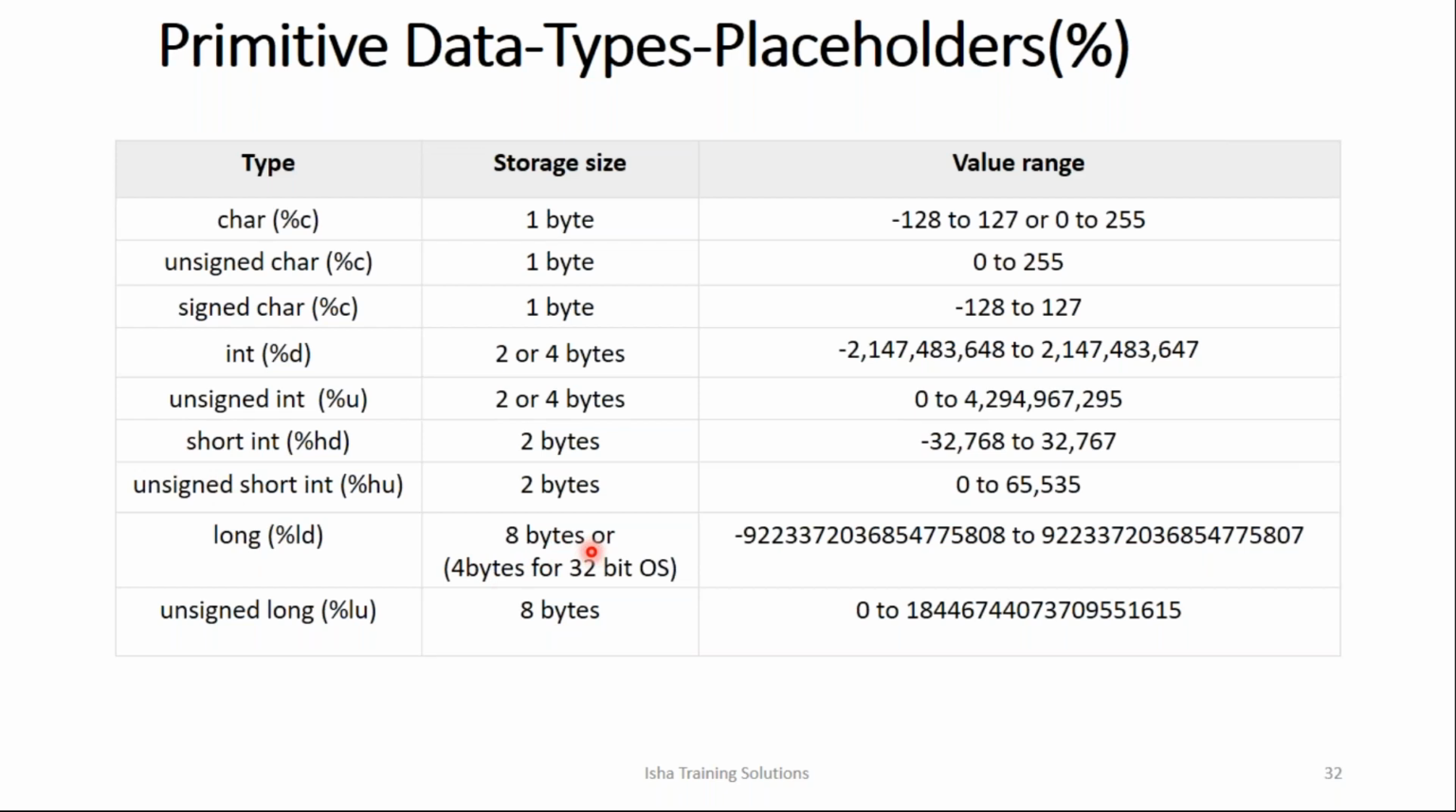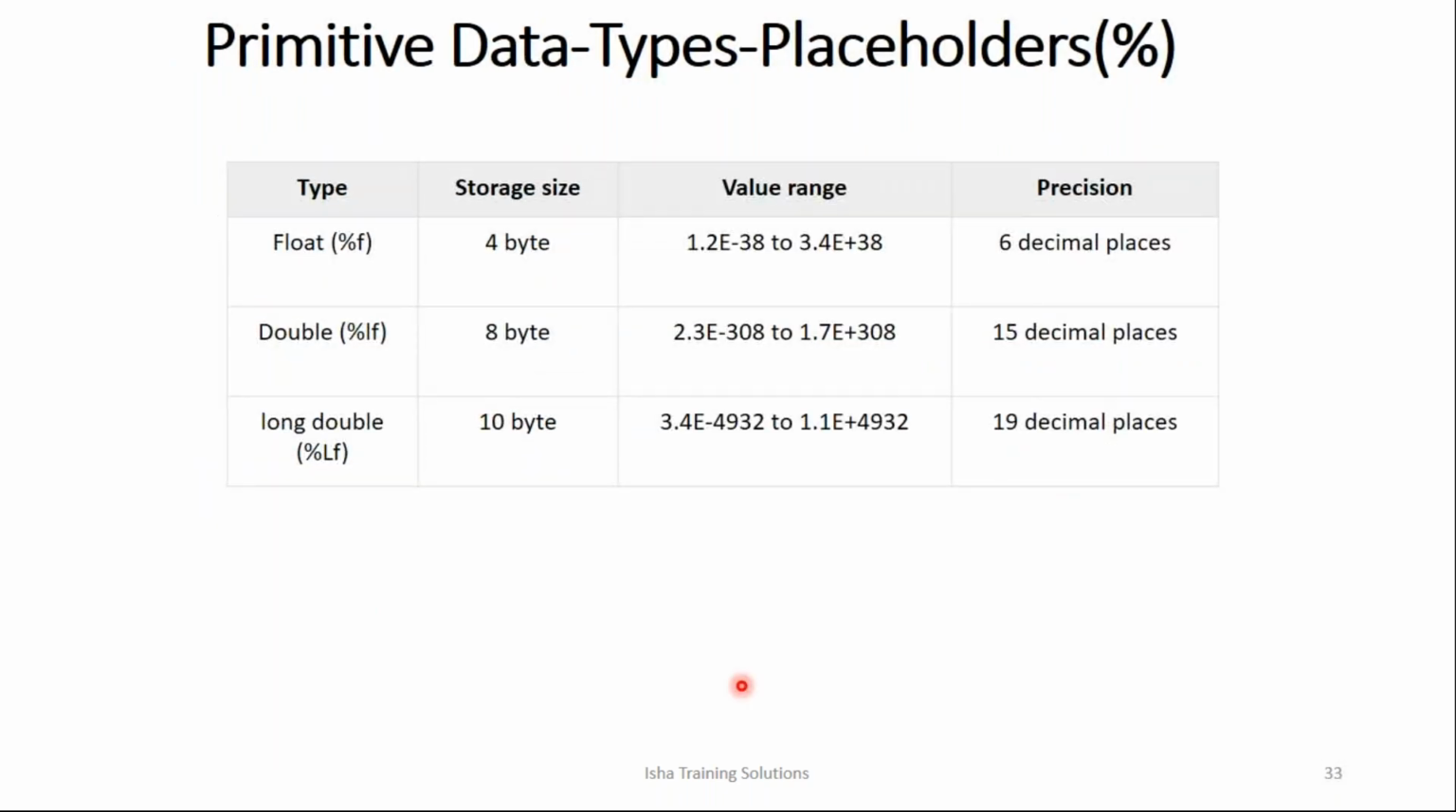Okay, so we are going to have some other type of big value, so it has 8 bytes. Next, float will have 4 bytes of size. Okay, like that.